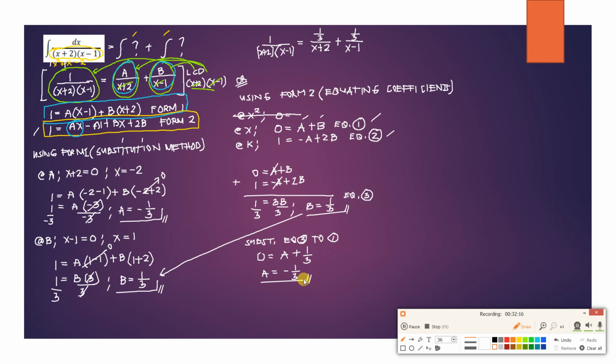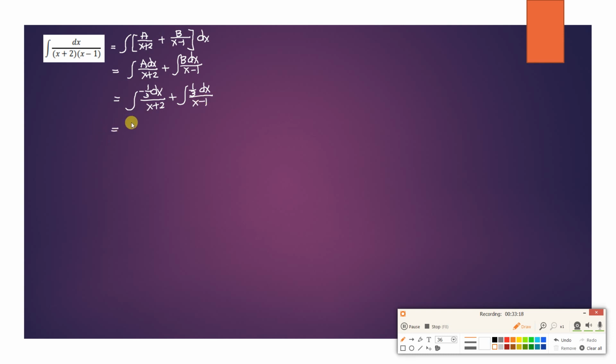Okay? So now we can transform the problem to, okay, yun yung kanina, no? Sulat ko lang ulit. Meron kasi tayong ginawa natin kanina na A over x plus 2 plus B over x minus 1 dx. Yan. Tapos pwede na nating paghiwalayin. A dx over x plus 2 plus B dx over x minus 1. Tapos may value na tayo ng A. Yung value ng A kanina is negative 1/3 dx over x plus 2 plus si B, positive 1/3 dx over x minus 1.